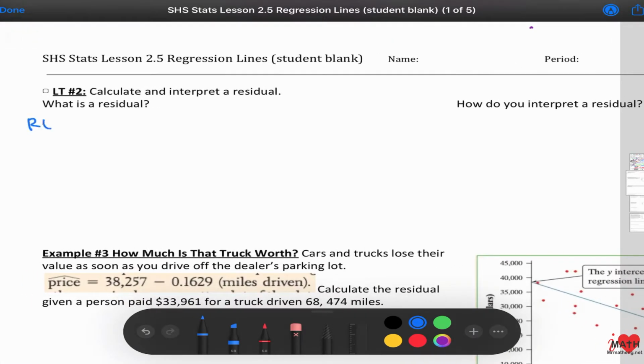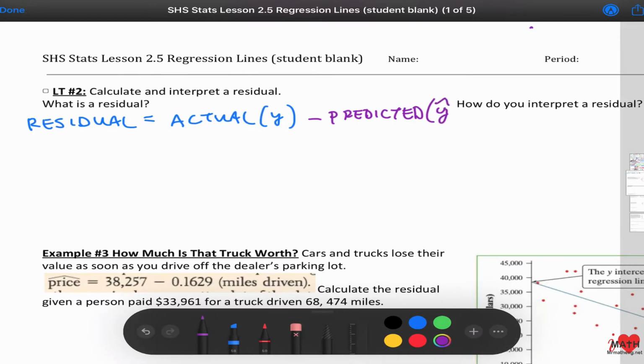A residual, you might want to copy this down too, in case we go back in person to a formula sheet, because formula sheets you can have. It is the actual, which is your y variable, minus the predicted. Predicted is y hat. Put a hat on it. So it is y minus y hat. That's what a residual is.